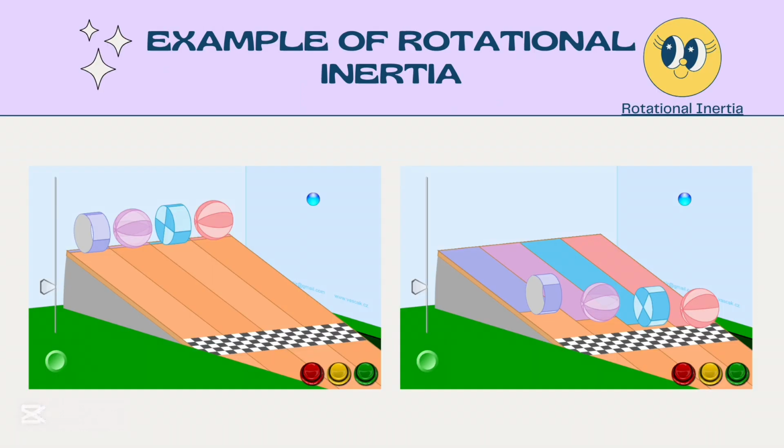We can see four different objects rolling down an incline. Even though the objects may have the same mass and radius, they will reach the finish line at different times because their mass is distributed differently relative to an axis of rotation, giving them different moments of inertia.